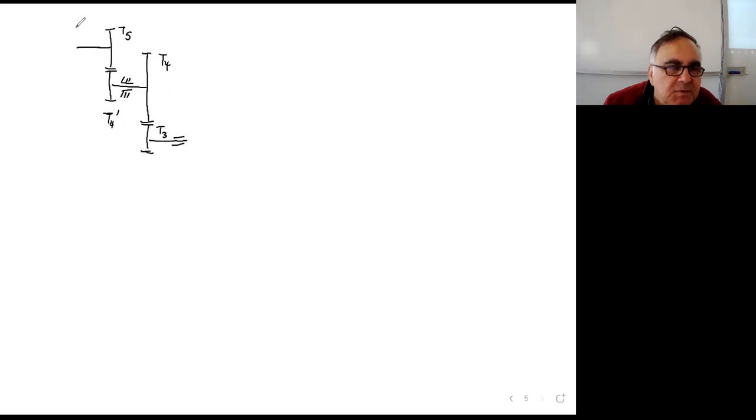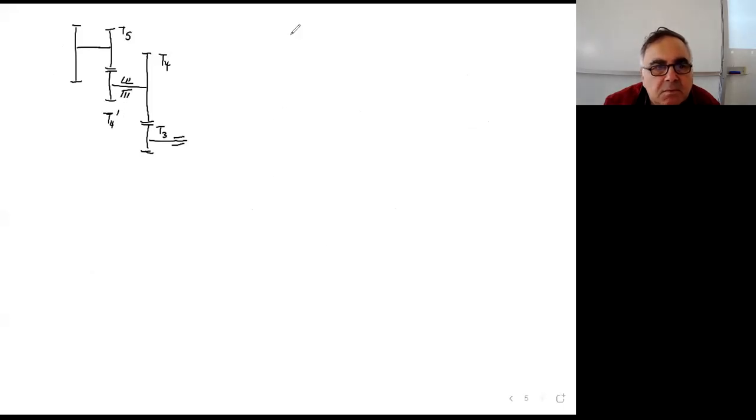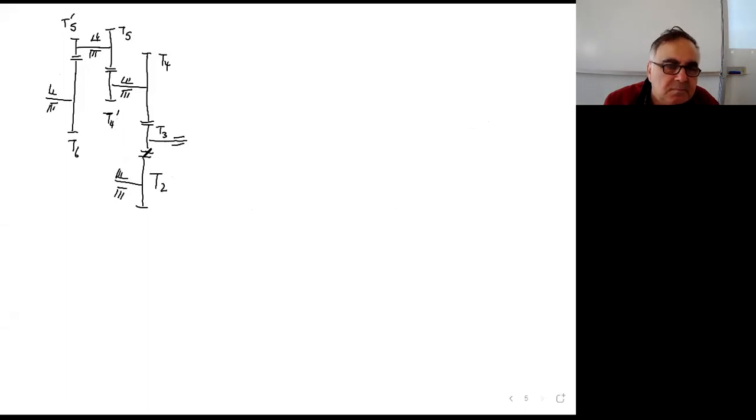And on the same shaft with T5, T5 prime is a smaller one, so you have T5 prime, and that rotates. This is on the same shaft again. T6. And T3 is connected to T2, let's say, which I can also include. So let's say if this is omega 2, this is omega 6.